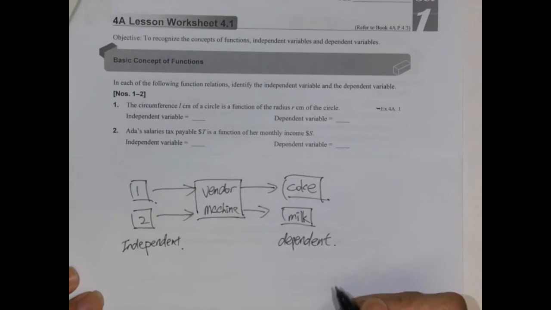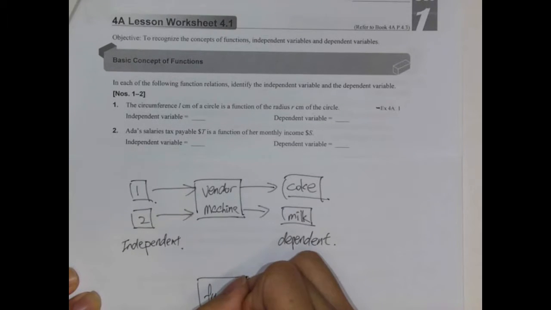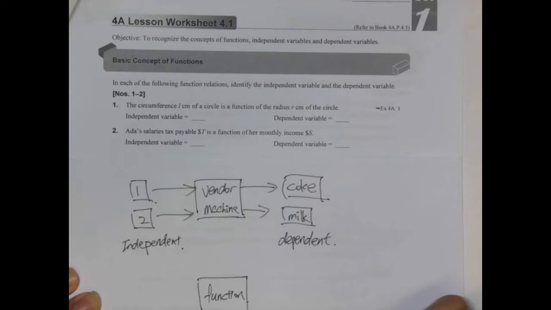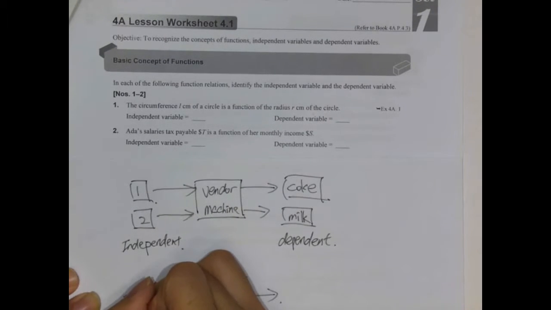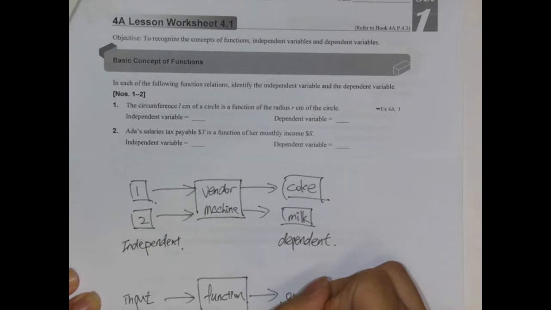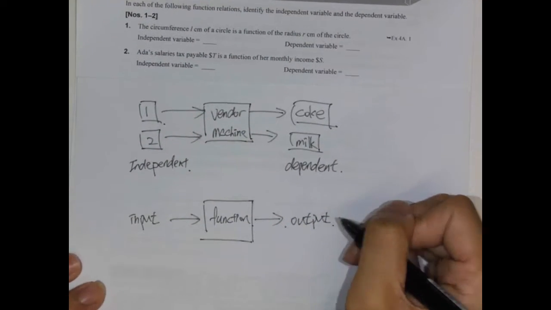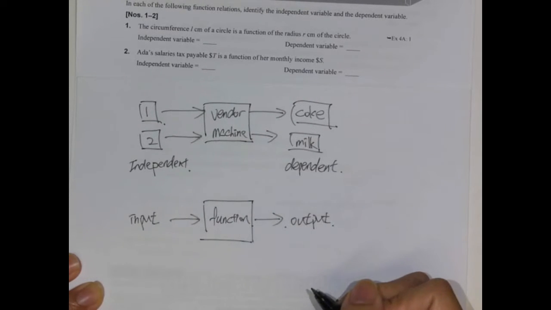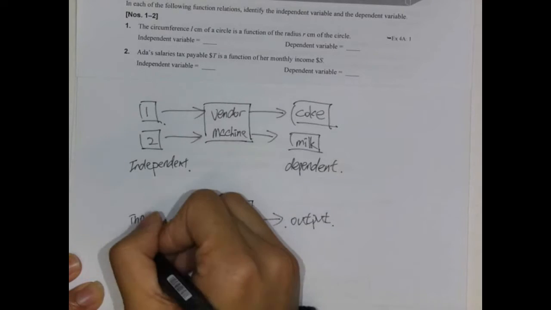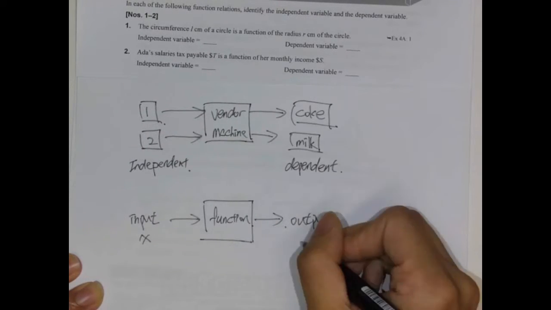So we can bring the same concept to the function. The vending machine is a function, and we can input something here to obtain some output. Because we are talking about functions, basically we are talking about variables. Normally, we call the input x, and the output is y.